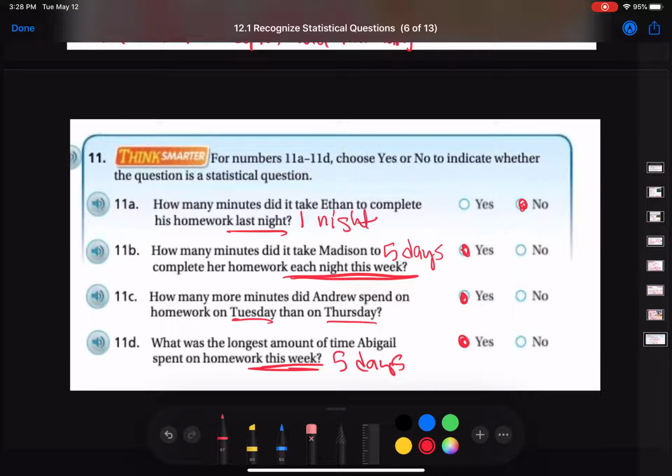Okay, so hopefully statistical questions make a little bit more sense. You just have to remember that it has to vary. And if it's basically just 1 day, one piece of data, you have to be looking at several days, or you just have to be looking at a lot of data in order for it to be a statistical question. If you're only looking at one, then it's not a statistical question. So hopefully that'll help you with the Think Central part of this.